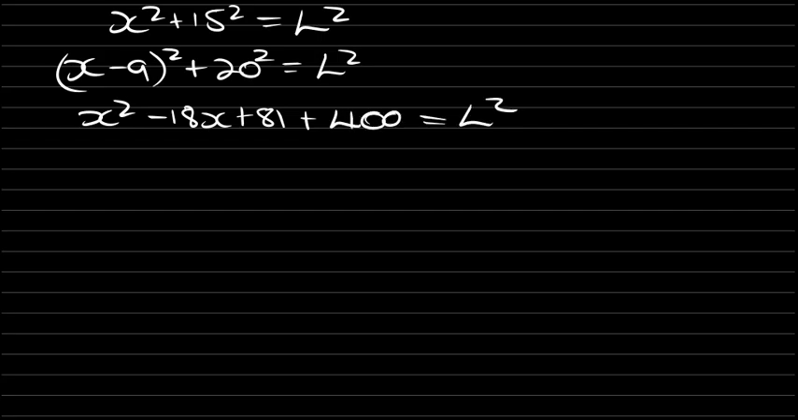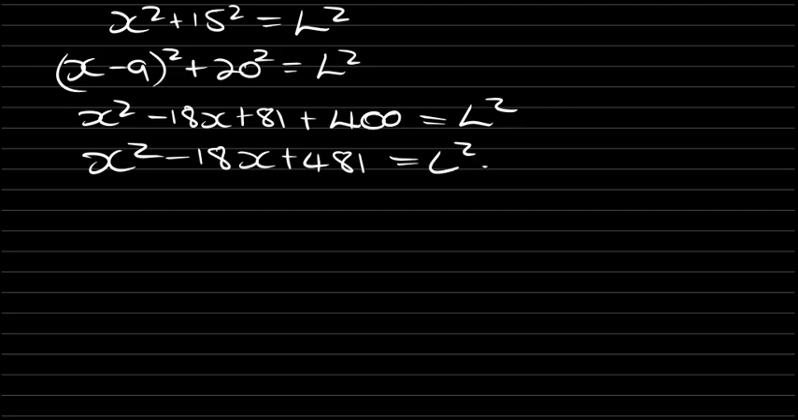Okay, so what we have now is that we can simplify this a little bit and we get something like this: x squared minus 18x plus 481 equals L squared. We can now name these two equations. This is equation 1 and this is equation 2. Okay, so now we can simultaneously solve it.